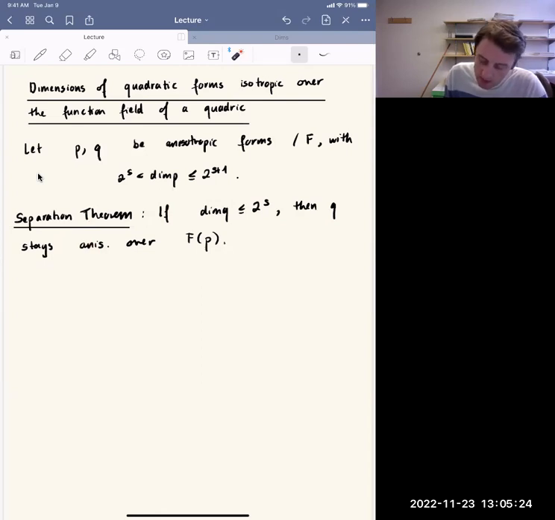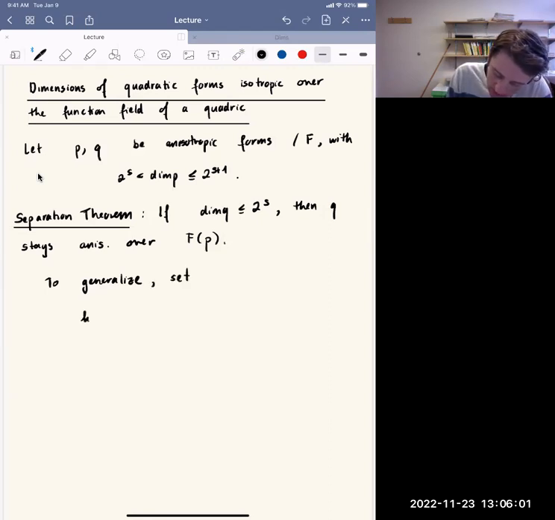the point is, for quadratic forms, it should be possible to prove much more than what you can get out of general arguments of this nature. And my goal here was to try and extend this separation theorem to a statement which attempts to understand the extent to which a form Q can become isotropic when you extend scalars to the function field of a quadric. So to generalize, we bring the isotropy index of Q over the function field of P into the game.